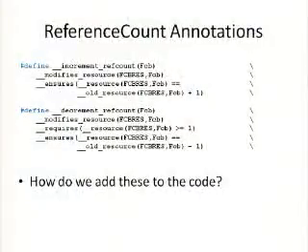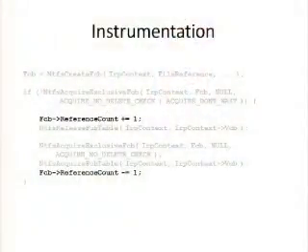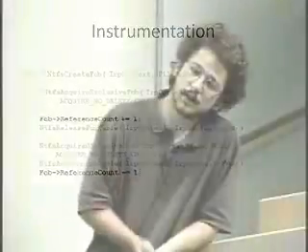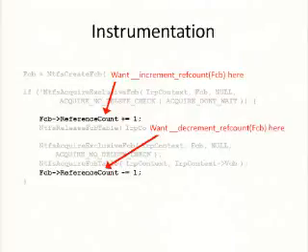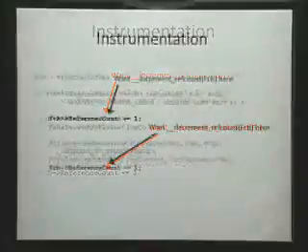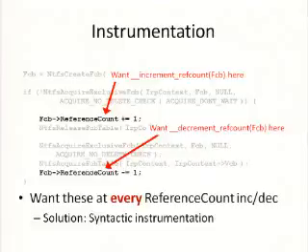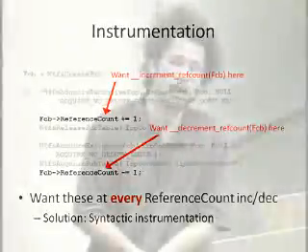But the problem is, we've defined these annotations, but we haven't inserted them into the code yet. We want to add these at the physical accesses. So how do we do that? If we go back to our original example, we want to add our increment ref count annotation here, and our decrement ref count annotation here. But more importantly, we want to add these at every place in the code where the Fcb reference count field is incremented or decremented. Our solution to this problem is to use syntactic instrumentation. We want to add these annotations everywhere we see this pattern of an increment or decrement to this field.